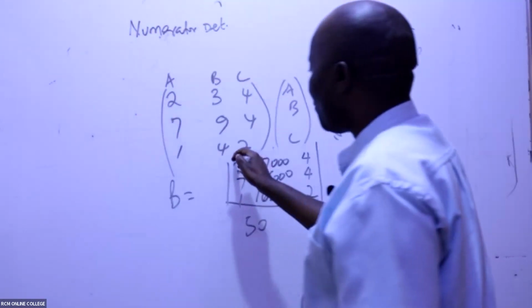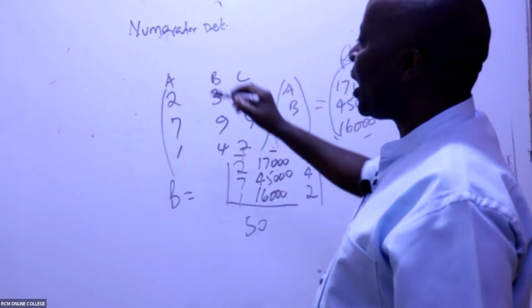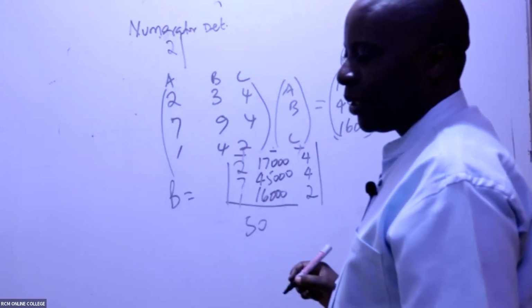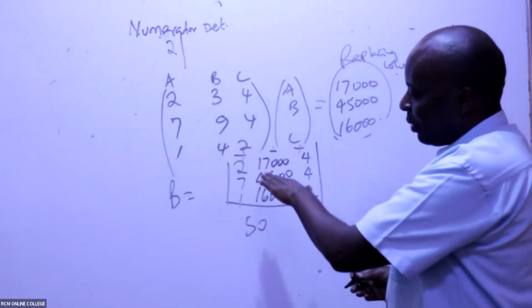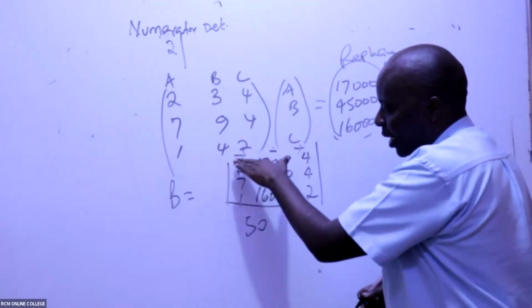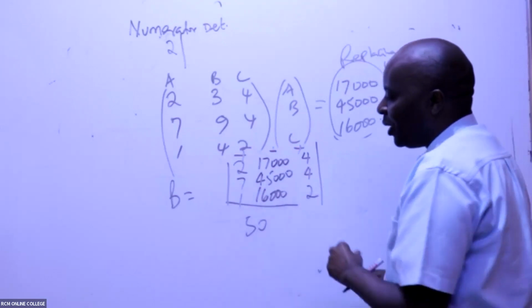So remember, this is plus, this is minus, this is plus. So we start with the first one here, which is 2 into 2 into. So remember, if we are using 2 here, so this has to disappear, this has to disappear, this has to disappear, this has to disappear. So the leftovers will be these 4.